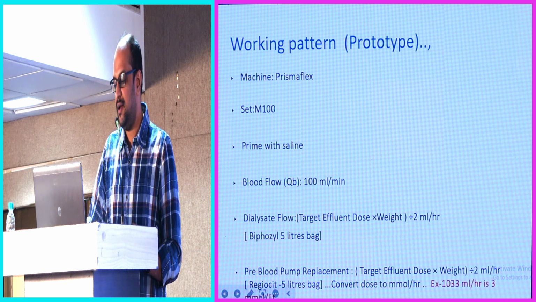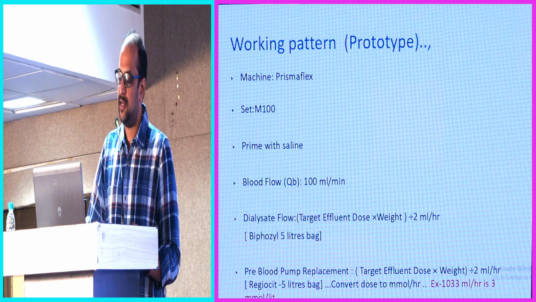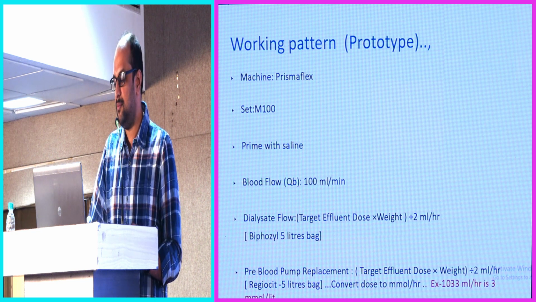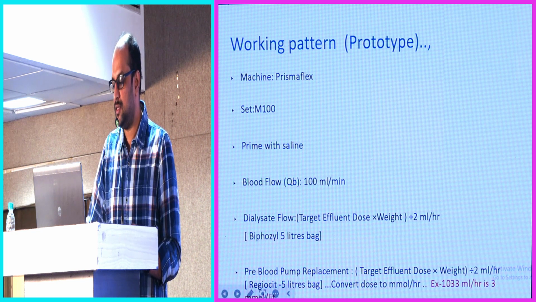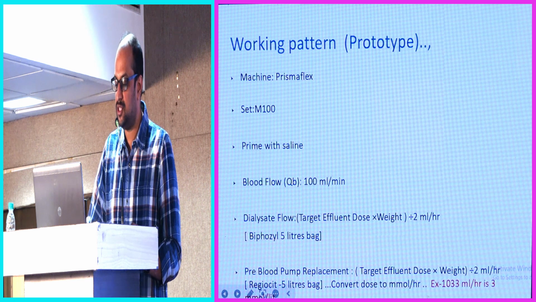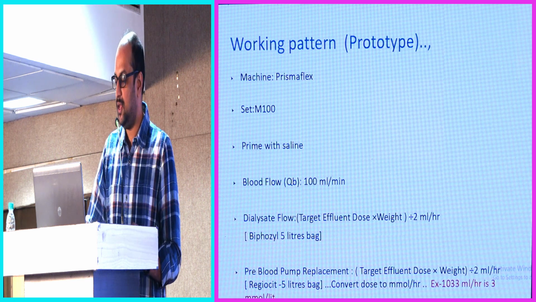So it has an advantage because, as I said, if you keep the pre-blood pump or citrate flow at almost 1000 ml per hour, it will be almost equal to a citrate concentration of 3 millimoles per liter, which can effectively anticoagulate the blood in the circuit.